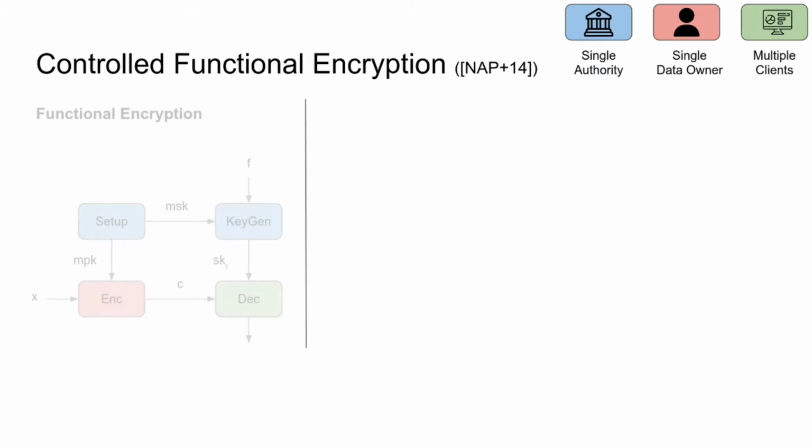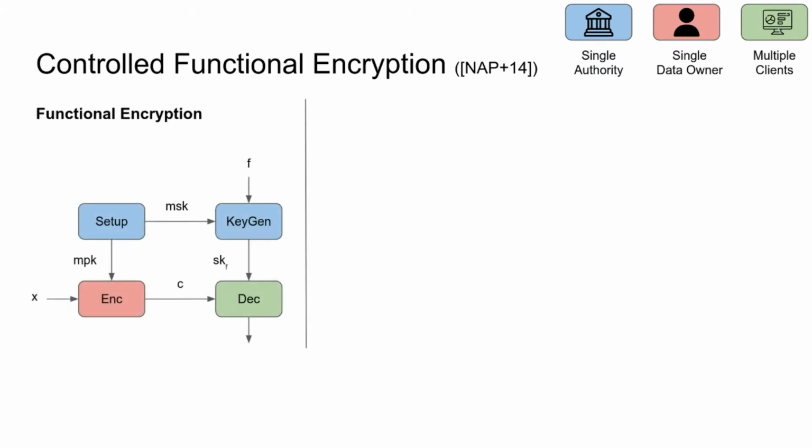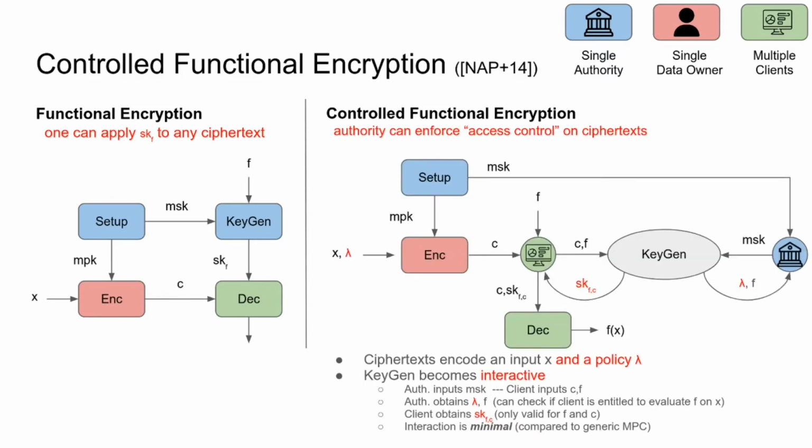As we have seen, in traditional function encryption, one can apply a given secret key to any ciphertext. Instead, controlled function encryption was introduced by Naveed and others in ACM CCS 2014 to allow the authority to extend control over the ciphertexts that clients mine. If we stick to the example of genomic tests, now the authority can decide whether a particular client can run a specific test on a specific ciphertext or not.